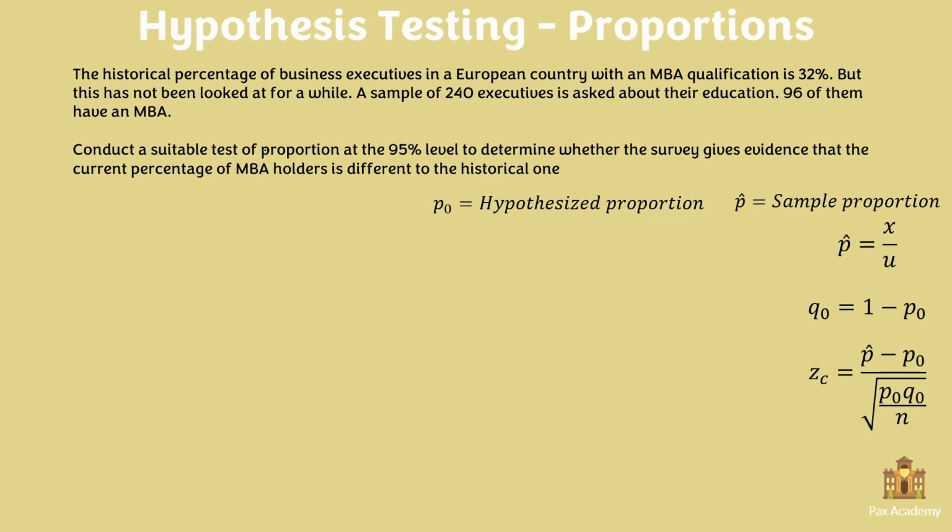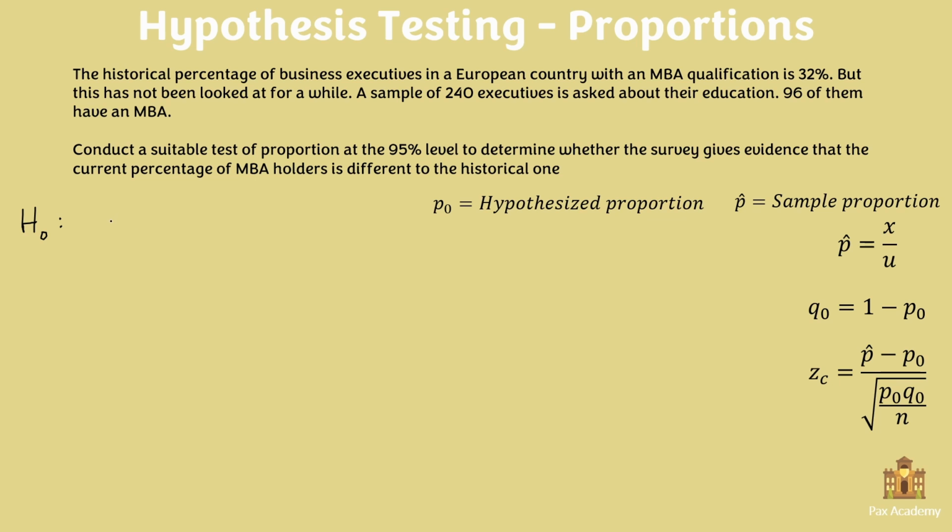Conduct a suitable test of proportion at the 95% level to determine whether the survey gives evidence that the current percentage of MBA holders is different to the historical one. Okay, so the first thing to do, as always with hypothesis testing, is to state the null and alternative hypotheses.